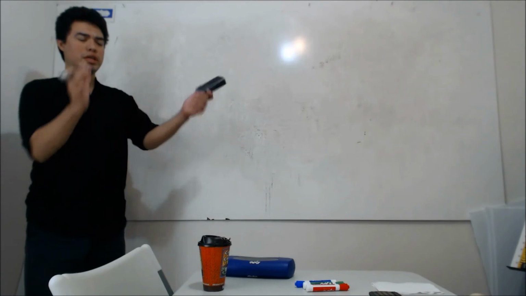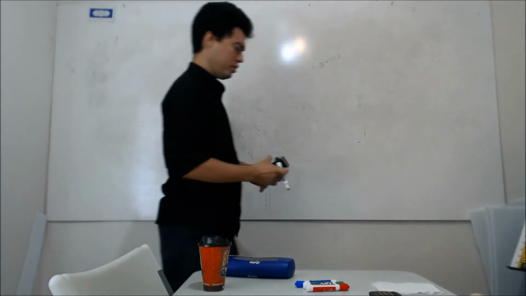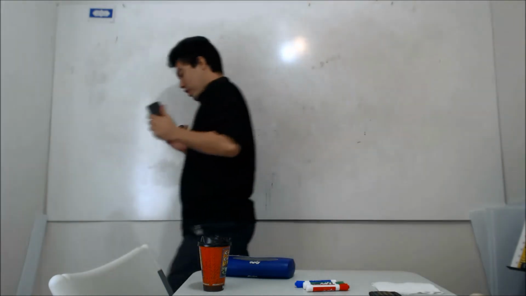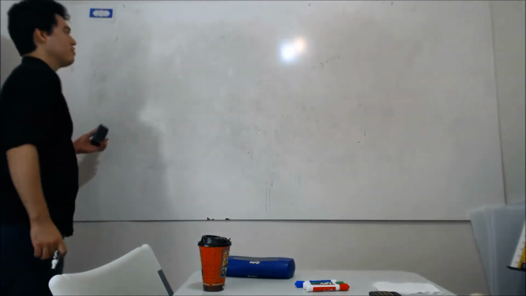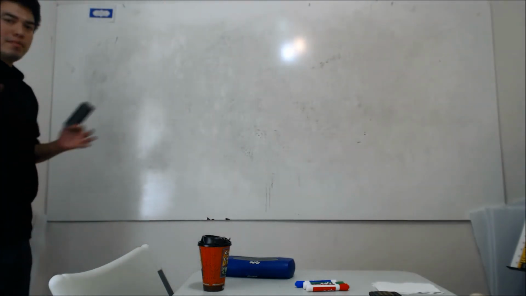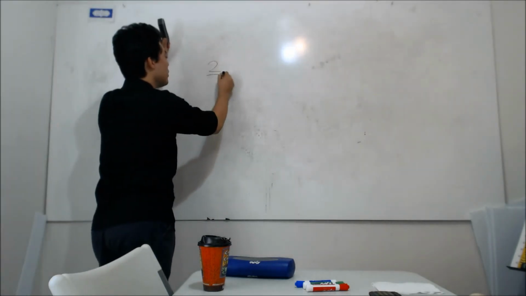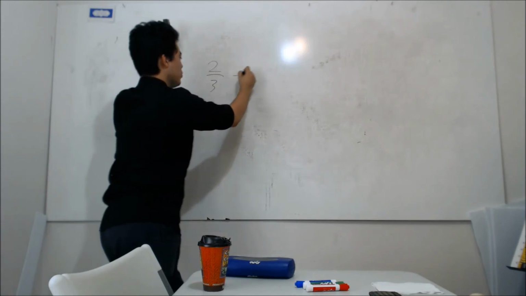What we're going to talk about is how to subtract fractions. What we're going to find out is that subtracting fractions is very easy. It's going to be exactly the same as what we're expecting it to be. And so let's say we're going to subtract 2/3 minus 1/2.